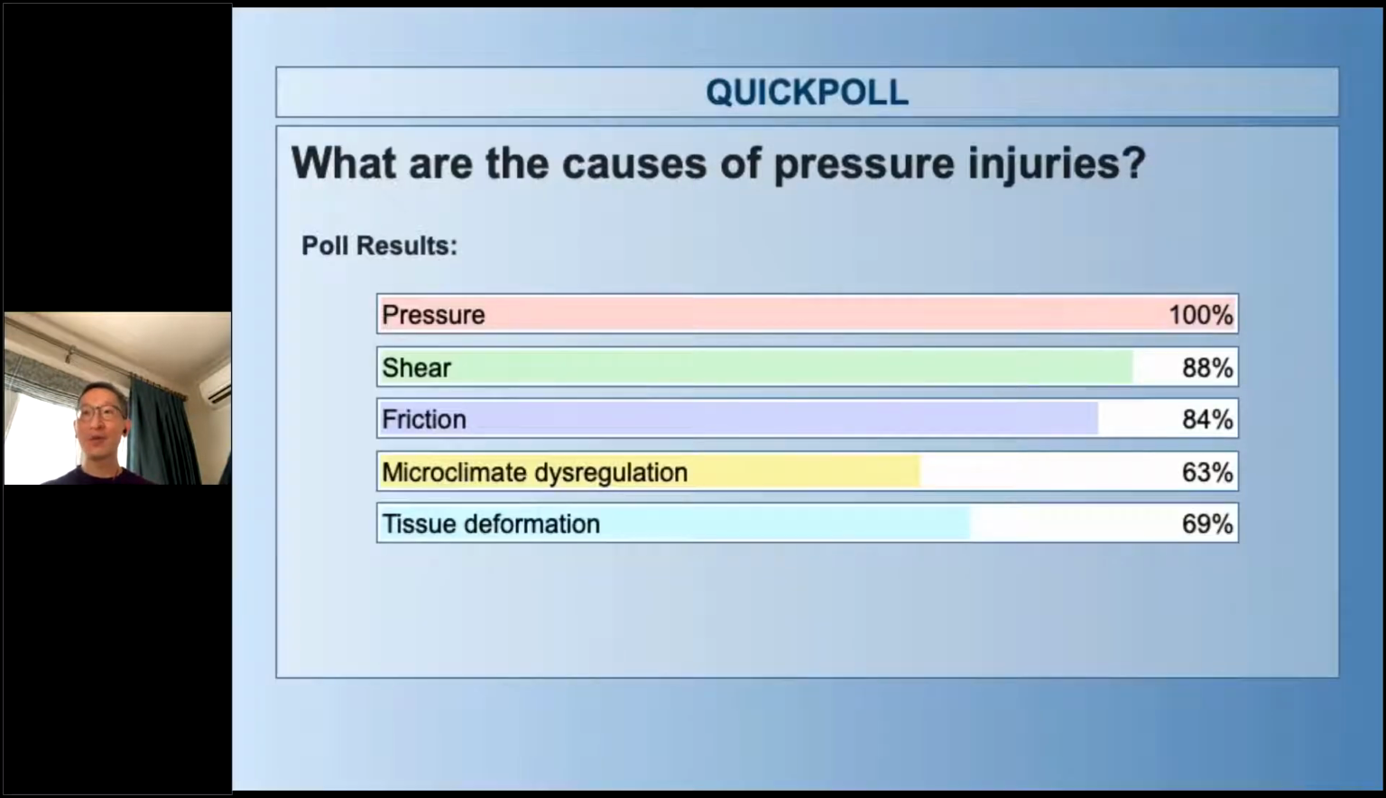All right, very good, interesting result. So 100% of people say this is related to pressure. A lot of people say shear and friction, interestingly about 84%. And then we have microclimate and tissue deformation to follow those choices. Very interesting finding here.